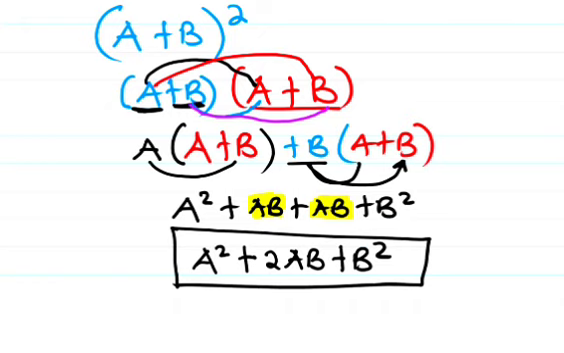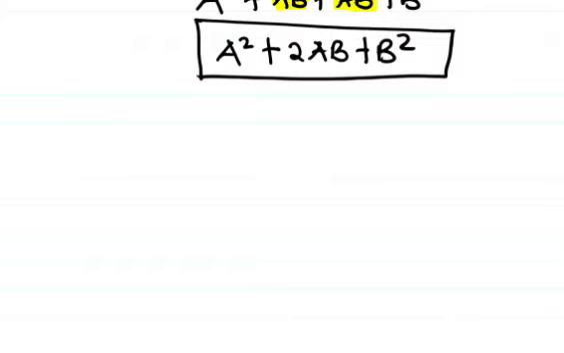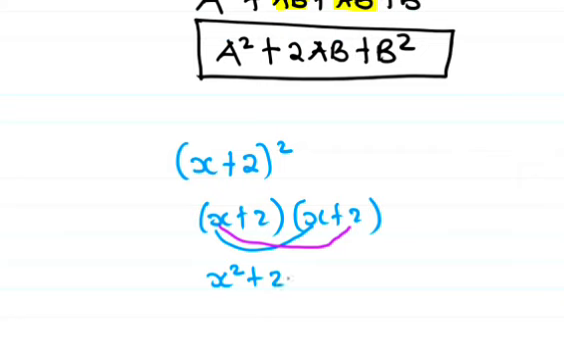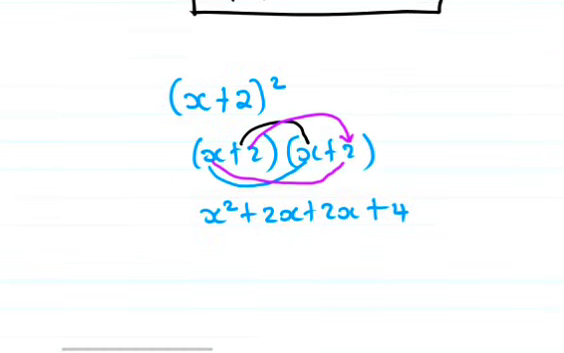It's simple, very simple. Let's have another example here. Let x be our variable and the constant here is 2, and we should square this. Here we have two brackets, x plus 2 and another bracket x plus 2. Multiplying, x times x gives x squared, then x times 2 gives plus 2x, and 2 times x gives another 2x, and 2 times 2 gives 4. If you combine like terms, you are going to have x squared plus 4x plus 4.